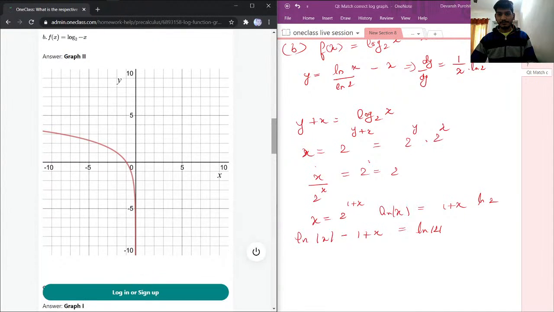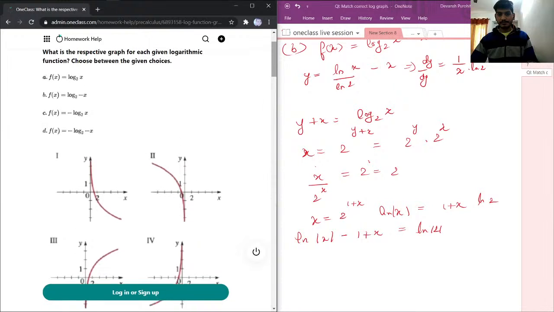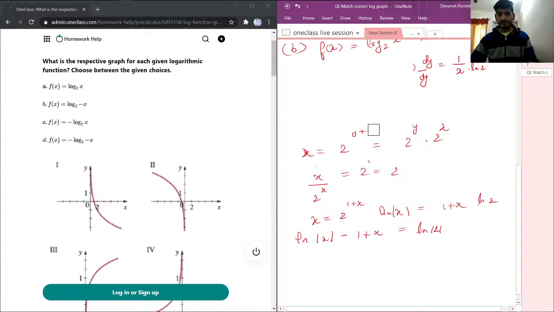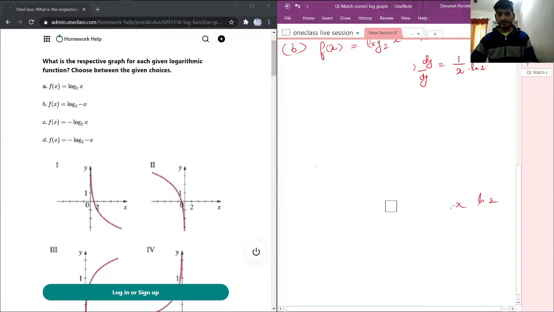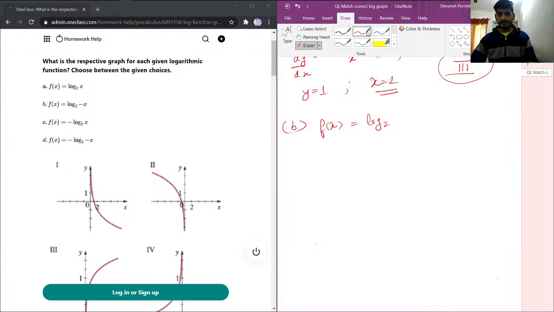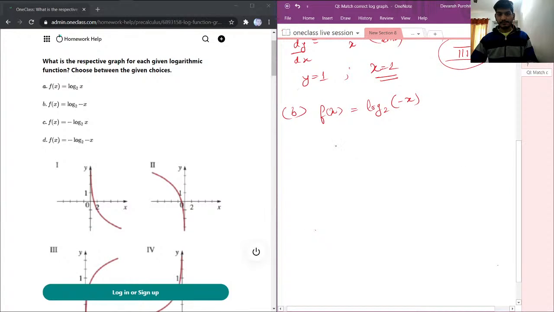For B, we have graph number 2. How is this possible? Oh God. Okay, I did a mistake here. This function was different. Now I got it. This was not ln of x minus x. This was log of negative of x. Now it is pretty much easy.